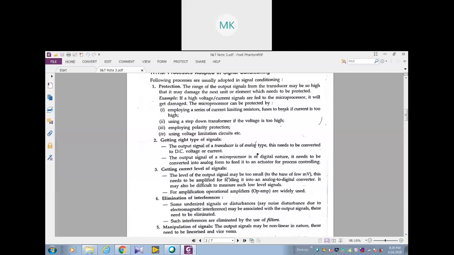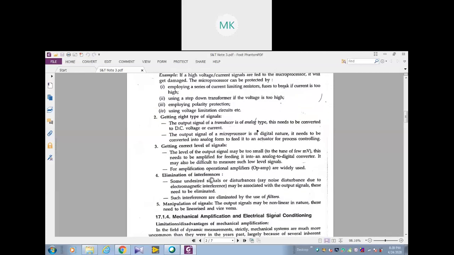The level of the output signal may be too small. Okay, now this needs to be amplified for feeding it into an analog to digital converter. It may also be difficult to measure such low level signals. So, small signal, so we need to amplify it. Amplification is required to increase the signal to a high level, that is, getting the correct level of the signals.